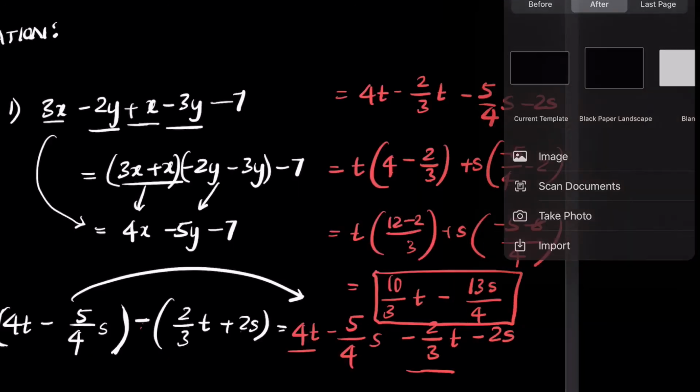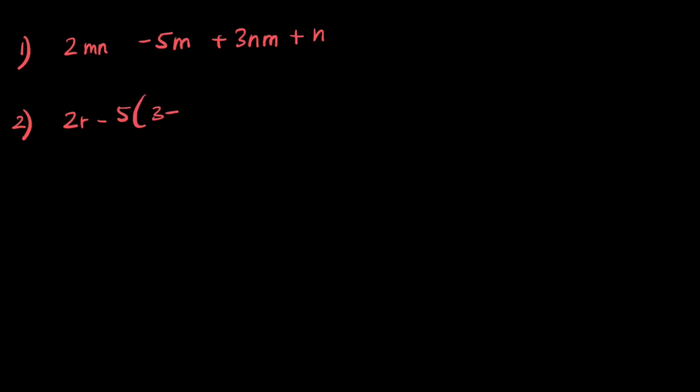Now, try this one: 2mn minus 5m plus 3nm plus n. Try to simplify this and write down the value. Also try this one: 2r minus 5 times 3 minus r plus 4. So try these two problems. Pause the video right here and try these two problems.